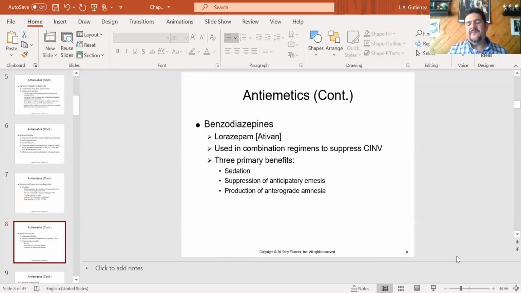Also, benzodiazepines can be used to prevent nausea and vomiting in those patients, and basically, because we didn't mention it, they increase GABA in the brain. So if they increase GABA, the brain is going to go into a depressed state. That means that communication between neurons is not going to be that effective.